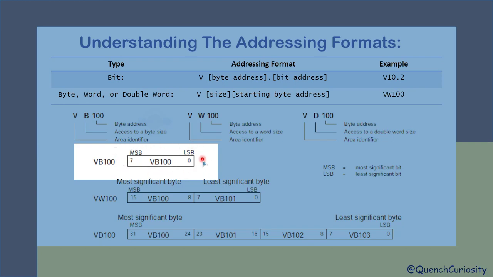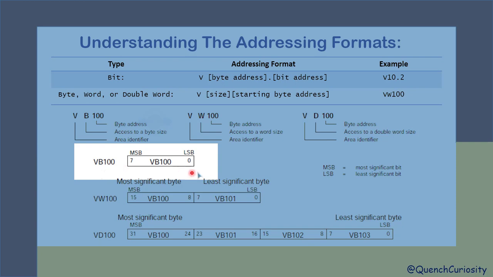Whatever the data I'll be storing at VB100, it will occupy this complete 0 to 7 bit. However, it may not, it depends on the size of the data. But this complete 0 to 7 bits are reserved for 100. Again, if I use V100.1 or something like that, it will show me some garbage value or some irrelevant value. That is called as memory overlapping, about which I'll show you in the coming classes.